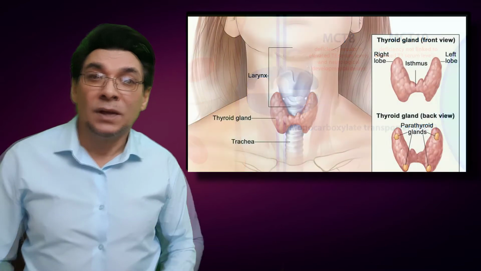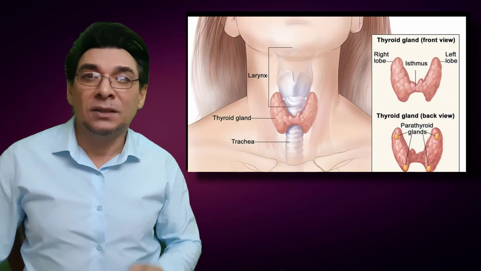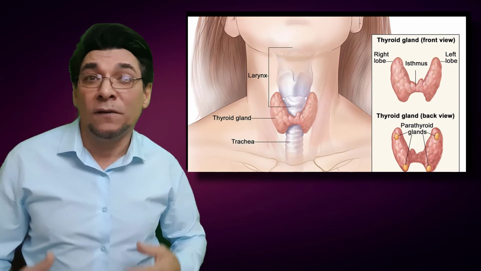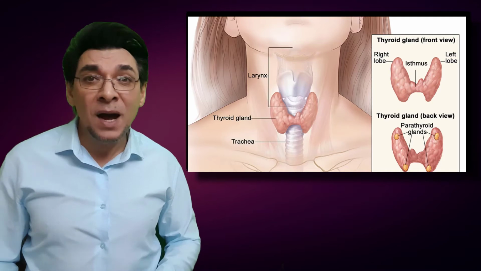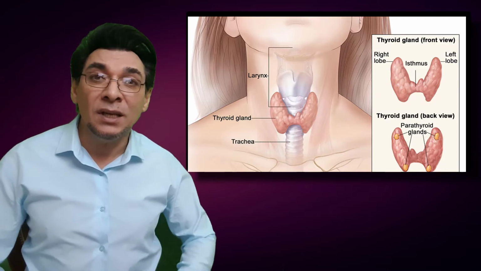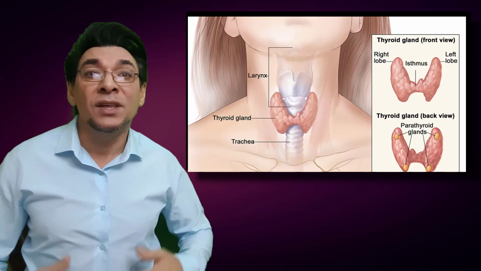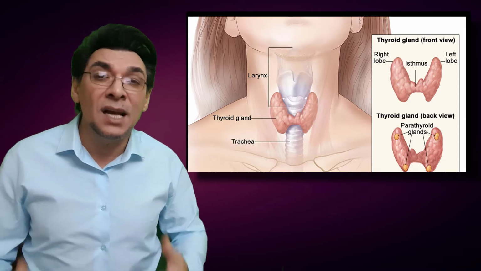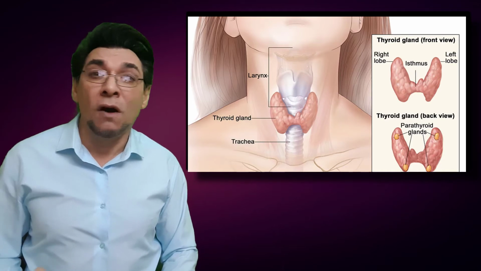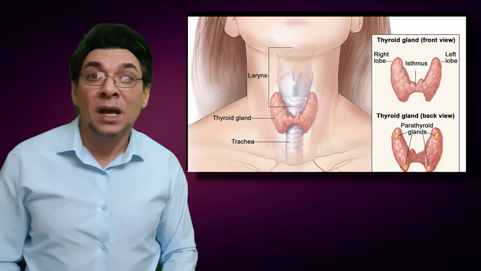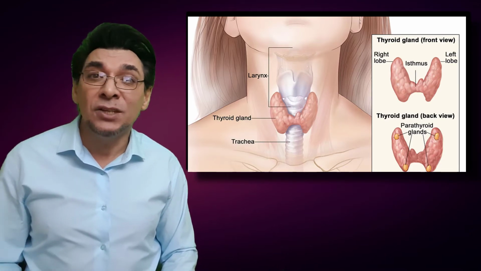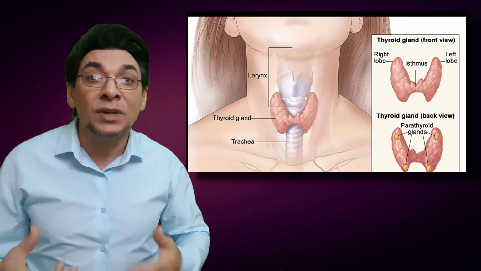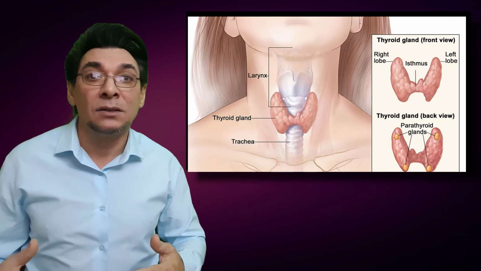Parathyroid glands. Four tiny parathyroid glands are embedded in the posterior wall of the thyroid gland. The parathyroid glands secrete a hormone called parathyroid hormone, PTH, which is essential for the regulation of blood calcium levels. In fact, PTH is more important than calcitonin in regulating blood calcium levels.